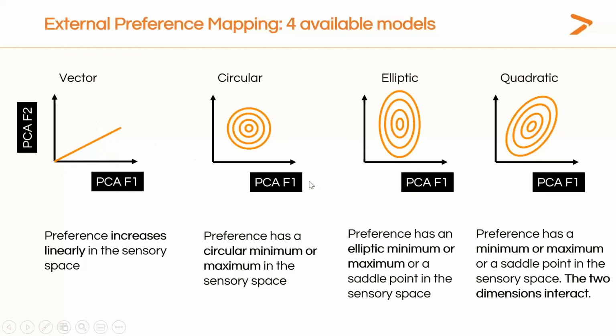There are other models which I won't be developing, circular, elliptic, and quadratic, that are available, but I won't be illustrating them. But you just need to know that these models allow defining or pinpointing or locating maximums or minimums of preference in the sensory space.